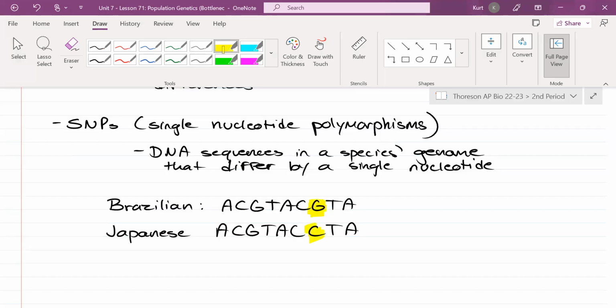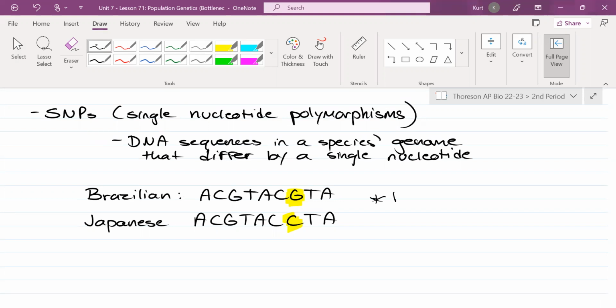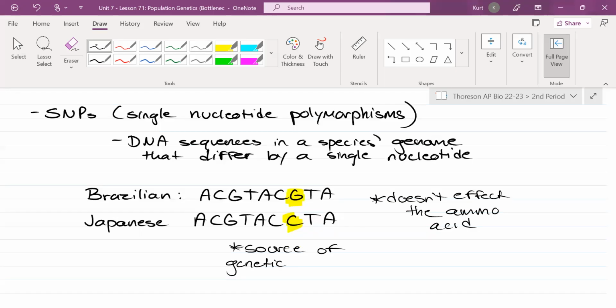And you may think, oh, that's a mutation. Well, it is, but not in the way that you might think. That difference leads to genetic diversity. This doesn't affect the amino acid, but it is a source of genetic diversity. I want to explain to you guys why genetic diversity is so important.